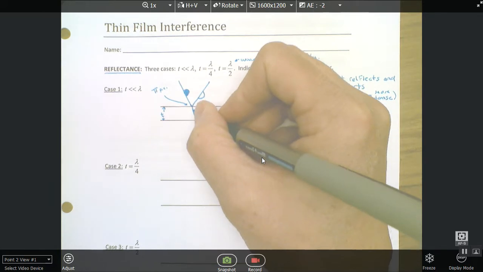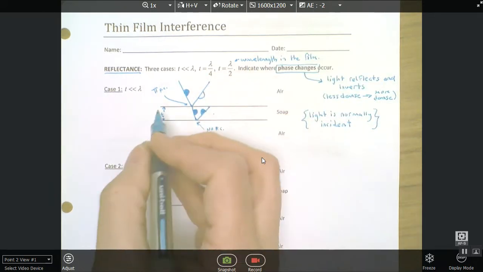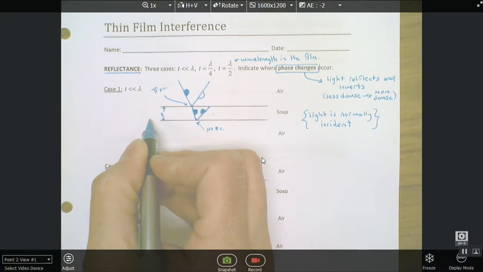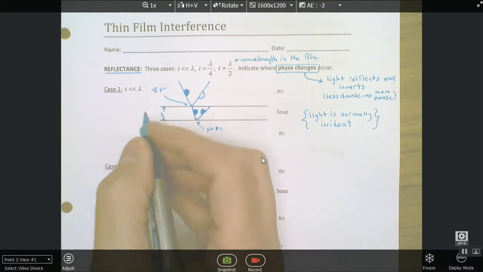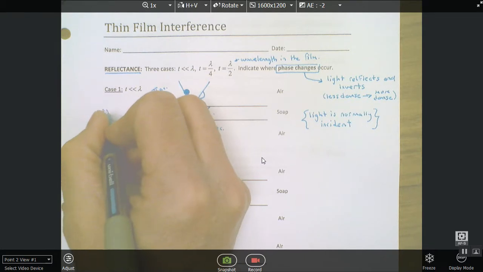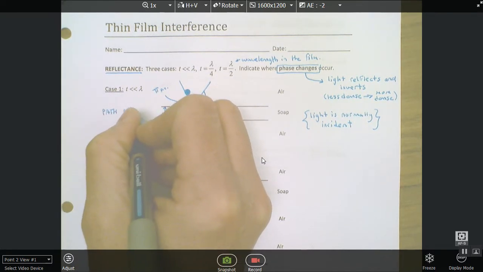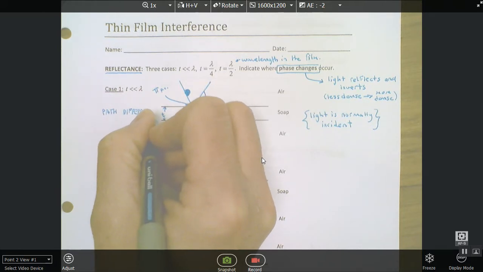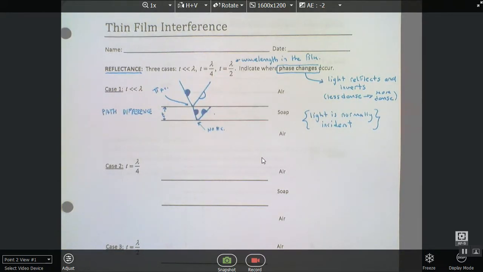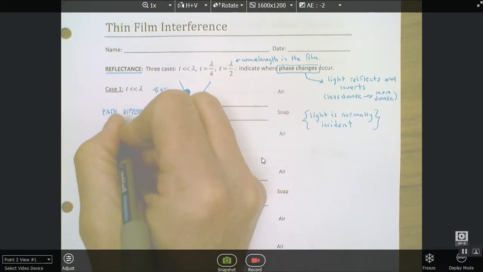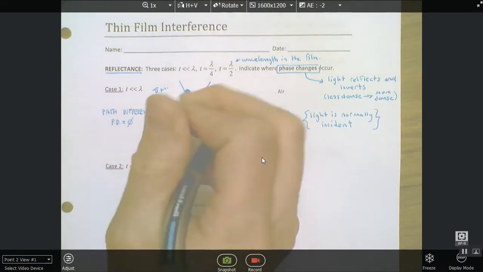Now, here's the important part. We're going to talk about a path difference, okay? The path difference here is approximately, so I'm going to call this path difference. And if you refer back to our other analyses, we've learned about what path difference does to interference and things like that. So here the path difference, the PD, is approximately 0.